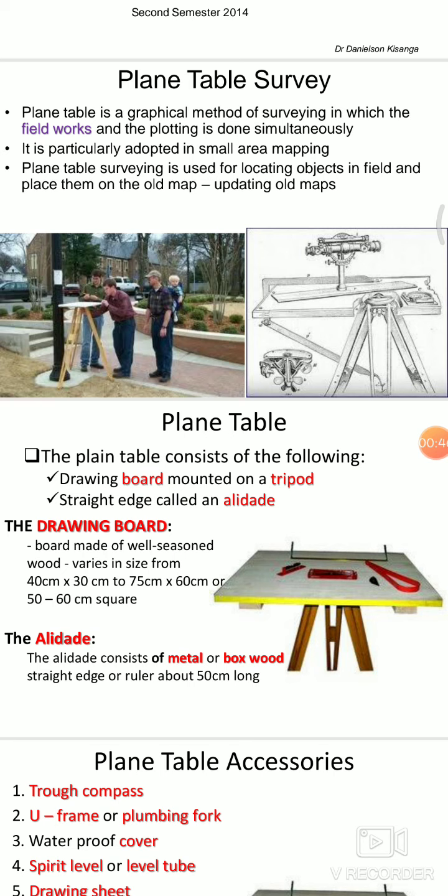So what is meant by plane table survey? The plane table is a graphical method of surveying in which the fieldwork and the plotting are done simultaneously. When we require plotting any shape of a plot or land on the sheet, we require the measurement of that plot.